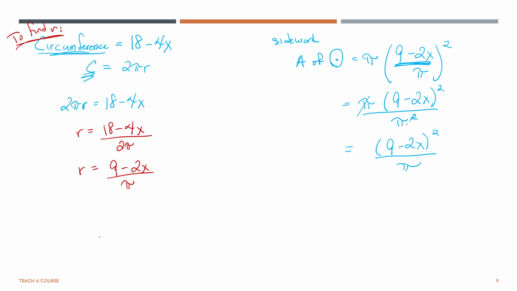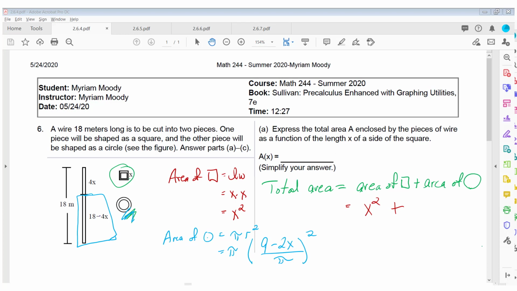So it looks like the area of my circle is this wonderful equation. So let's pop that in there. Plus 9 minus 2x squared all over pi. And they wanted it as a function of x. Well, there's nothing but x in there, is there? So the total area is already written as a function of x. So we're totally good on that. Good? What do you think?